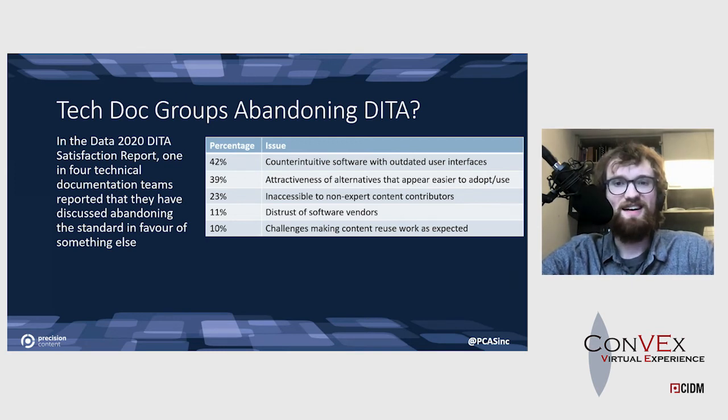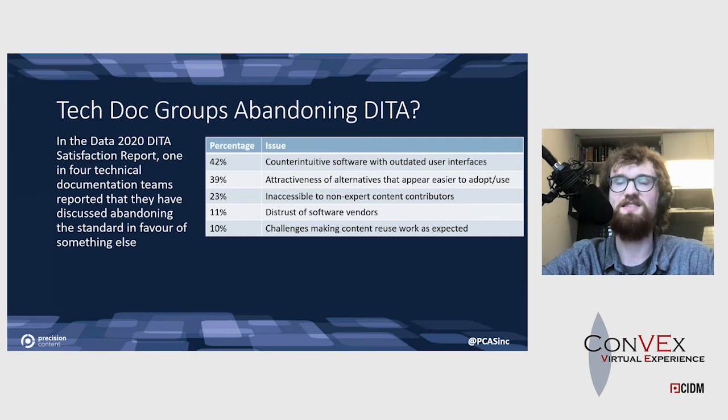The wording of the second most common response is interesting, I thought. Attractiveness of alternatives that appear easier to adopt. I wonder if they're actually easier to adopt. And we'll mention some of those alternatives soon. They may be easier in some sense, but the trade-off is that they lack the extensive functionality of DITA, especially around content reuse. There's also the issue of distrust of software vendors.